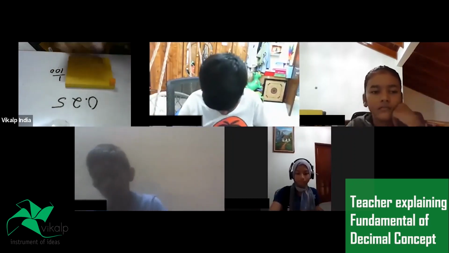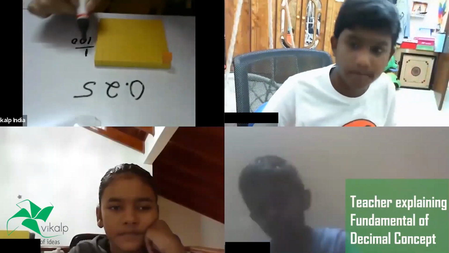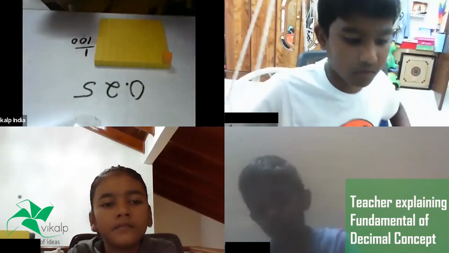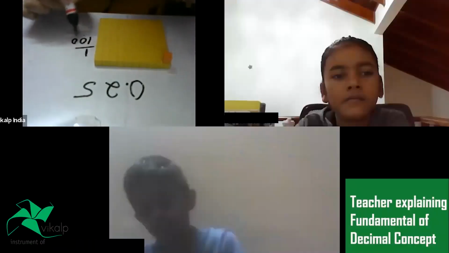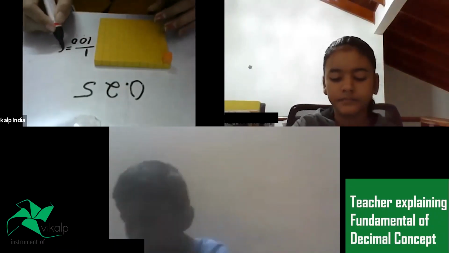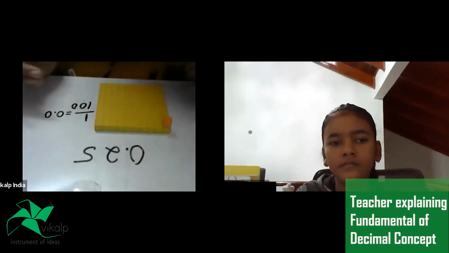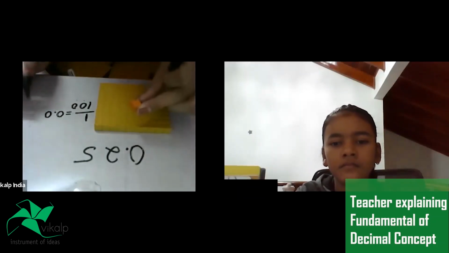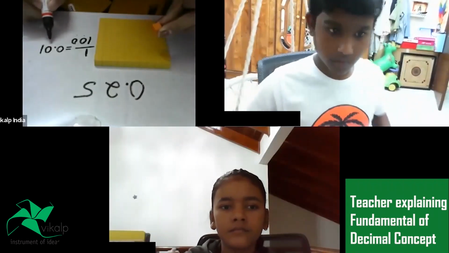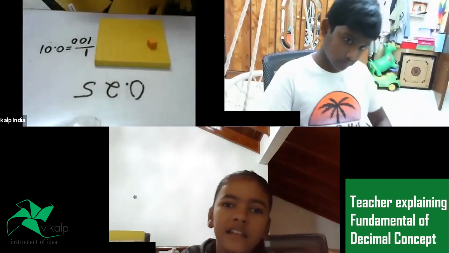But here only one small cube is there. That means from 100, only one small cube is there. So to represent it as a fraction, you need to write 1 by 100. Now, if you want to write it as a decimal number, it is 0.01. We didn't have 10. Only 100 is there, so you need to write the decimal number in this way. Is that clear?